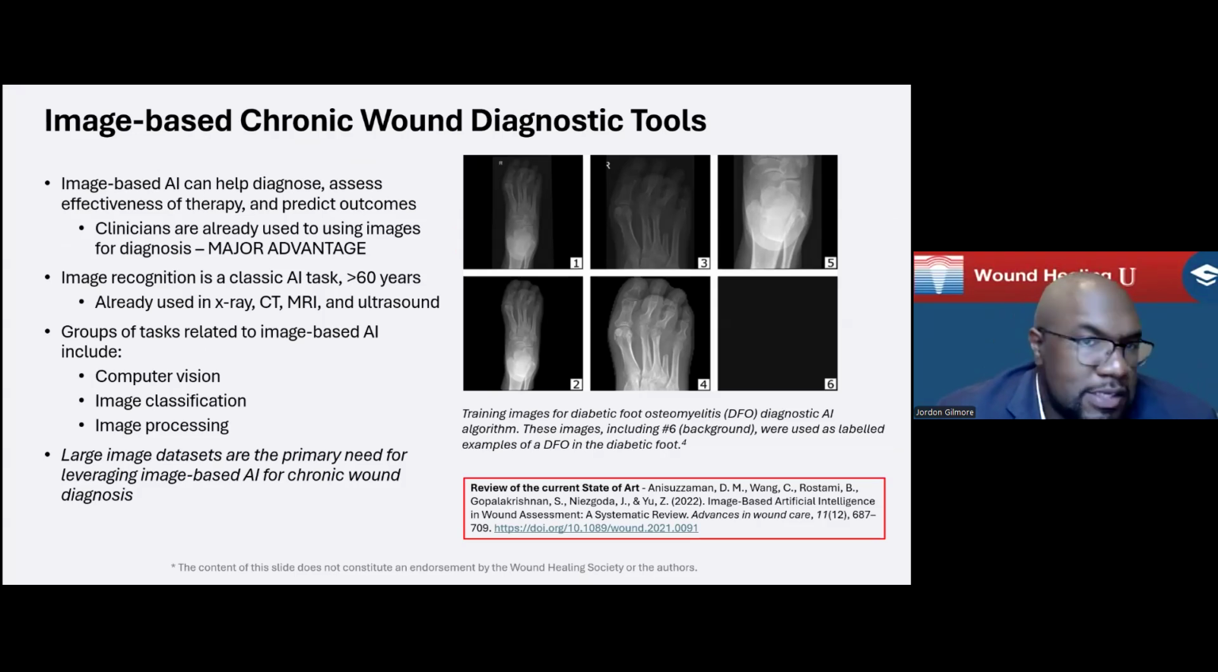Now I wanted to highlight some of the image-based chronic wound diagnostic tools. Why images, I think, are a really accessible point for AI in healthcare is that clinicians, and especially in wound care, are already used to looking at images, are already used to making clinical decisions based on visual inspection. So that's one of the major advantages of image-based systems. They are inherently explainable because people kind of understand the images, right? Image recognition has been around for a really long time. It's already being used in things like X-ray, CT, MRI, and ultrasound.